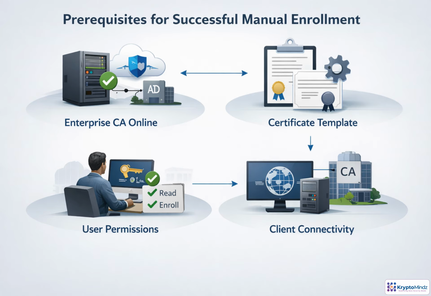Manual enrollment only works when 4 prerequisites line up. First, the enterprise CA must be online, reachable, and properly published in Active Directory. Second, the correct certificate template has to be enabled on that CA and configured for the scenario you're supporting. Third, the requester needs read and enroll permissions on that template. And finally, the client must reach domain controllers and automatically discover the enterprise CA.